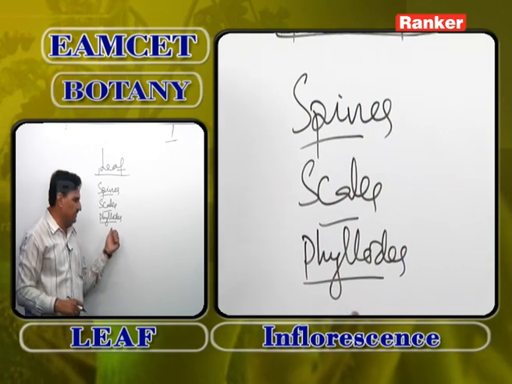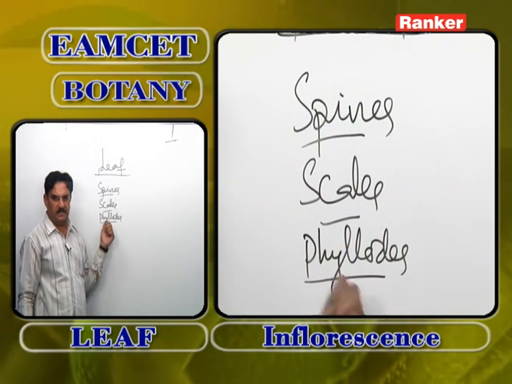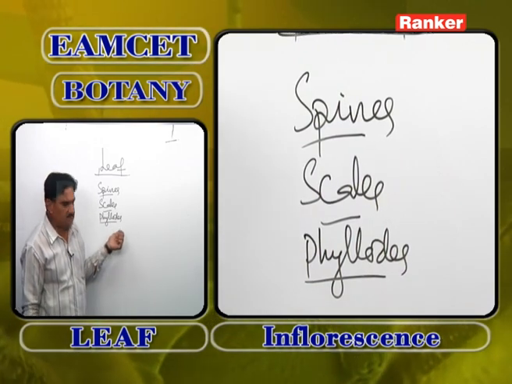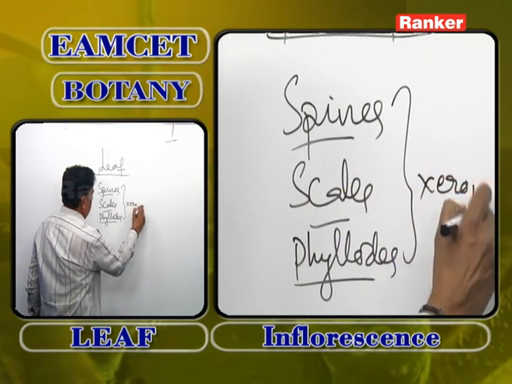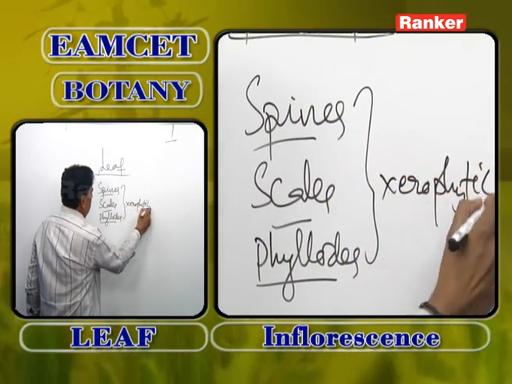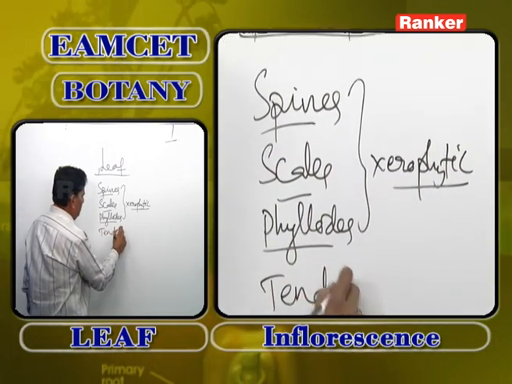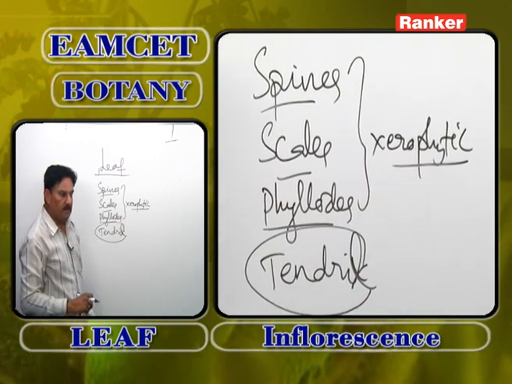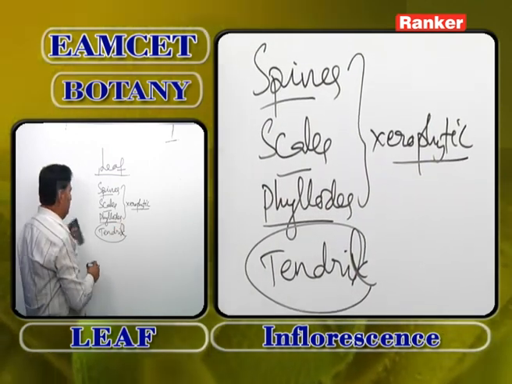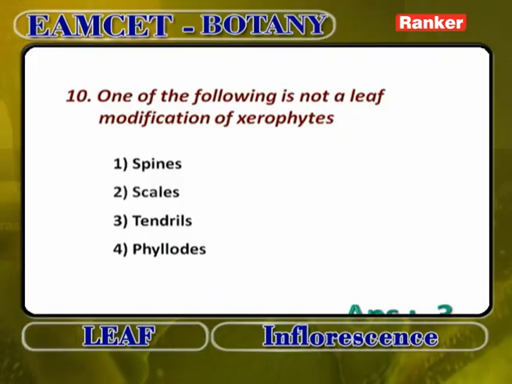Any part of the leaf except the leaf lamina, suppose it modifies into a broad, expanded, green, chlorophyllous photosynthetic structure, then it is called a phyllode. So all these three are definitely xerophytic adaptations. The only answer here is tendril. Tendril is not a xerophytic adaptation. Tendril is found in many plants, and it mainly helps in climbing. So spines, scales, phyllodes are xerophytic adaptations.